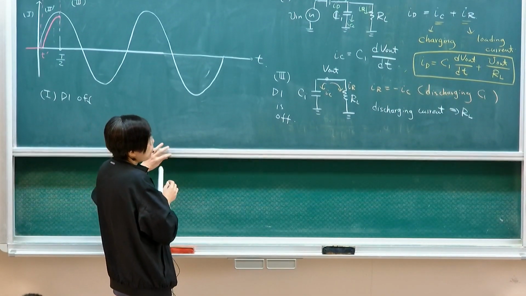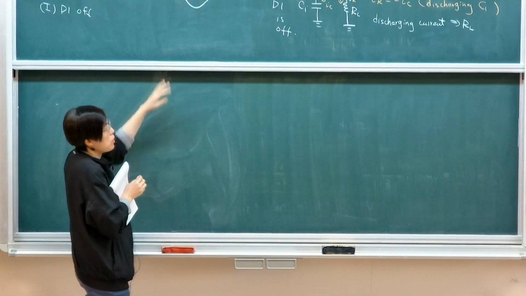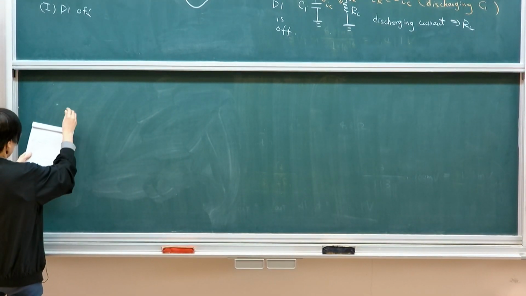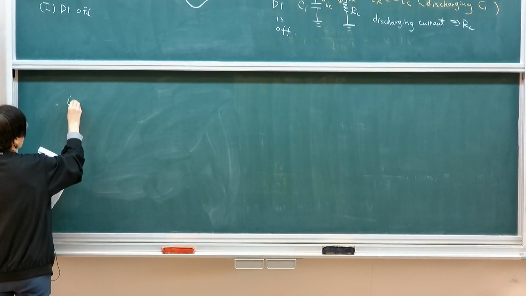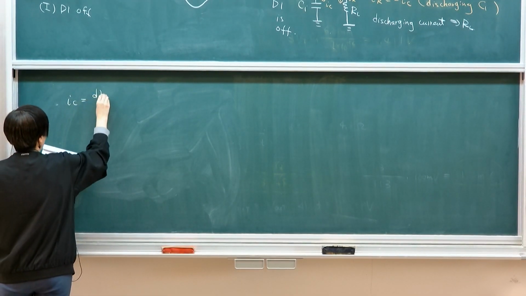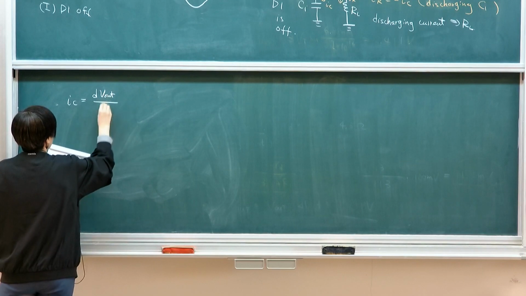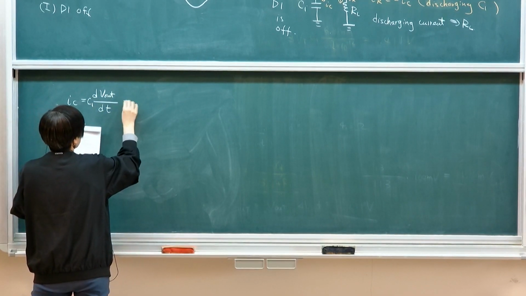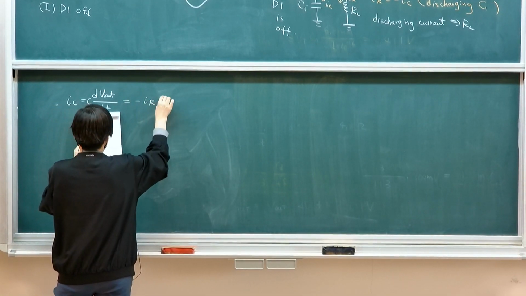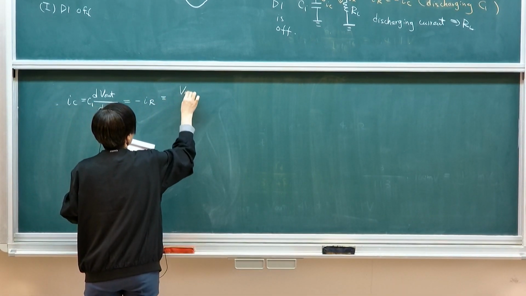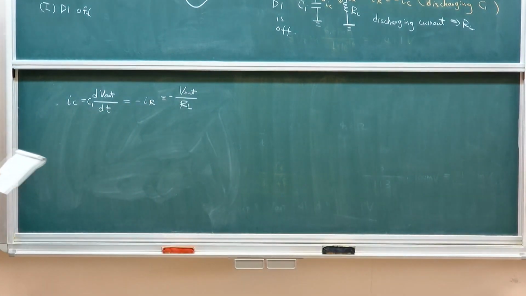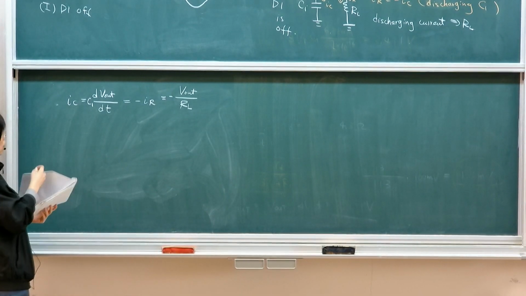So I want to draw the line to find out what the corresponding response is. There are only two currents. One is IC. As I said again, because it's discharging, VL C1 equals minus IR, which is VL over R load. Okay? So then we have an equation that looks something like this.